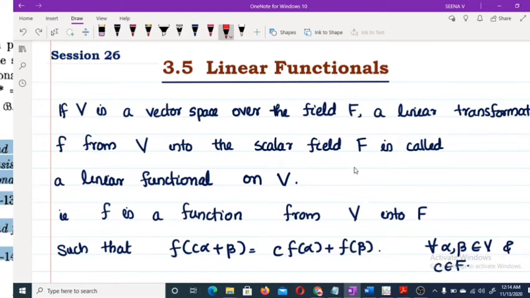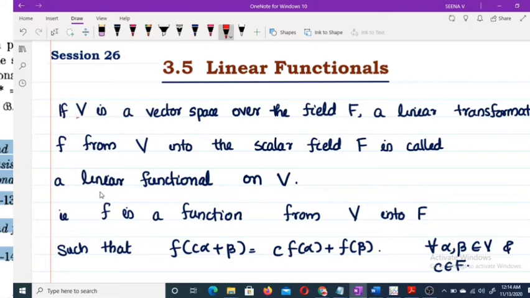Today we are going to start our next section, session 3.5, linear functionals. Okay, now what do you mean by a linear functional? Just to recall the definition of a linear transformation. Okay, now what do you mean by a linear functional?